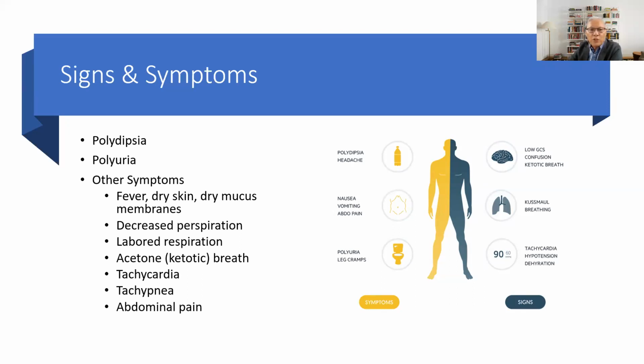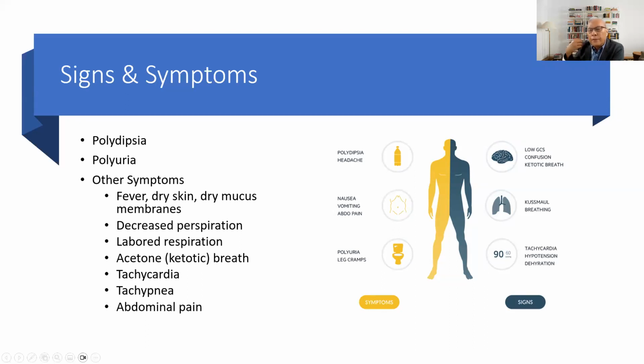Dehydration is going to be one other symptom, and this could be manifested by fever, dry skin, and mucous membranes that are also dry. The patient will have decreased perspiration because of the cellular dehydration. And I must say that abdominal pain is also a common complaint in diabetic ketoacidosis, in addition to the ones that are listed in here.